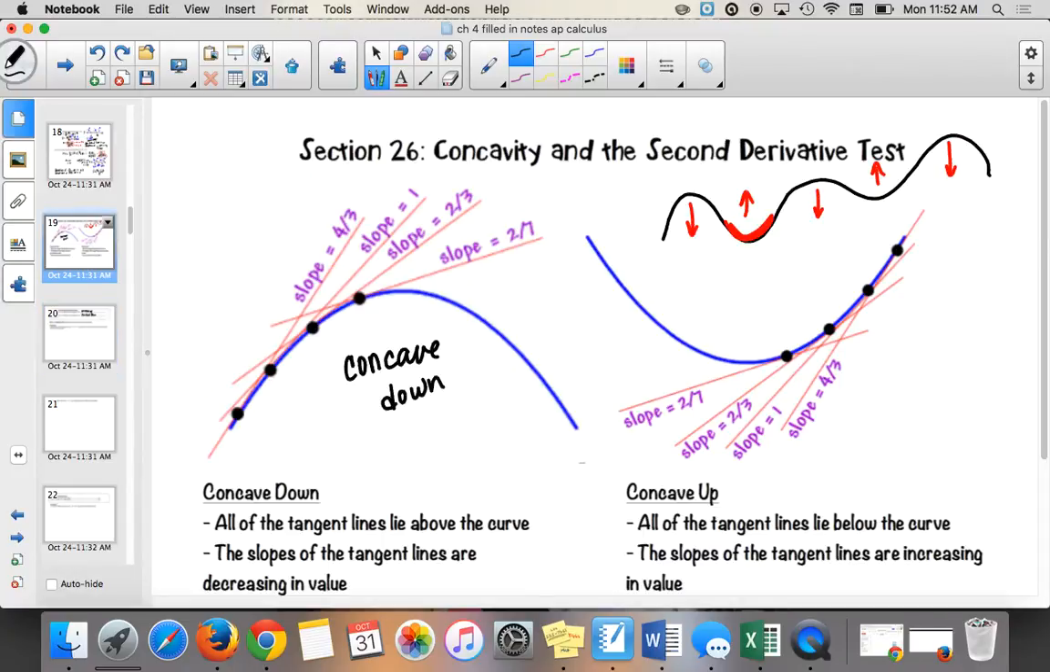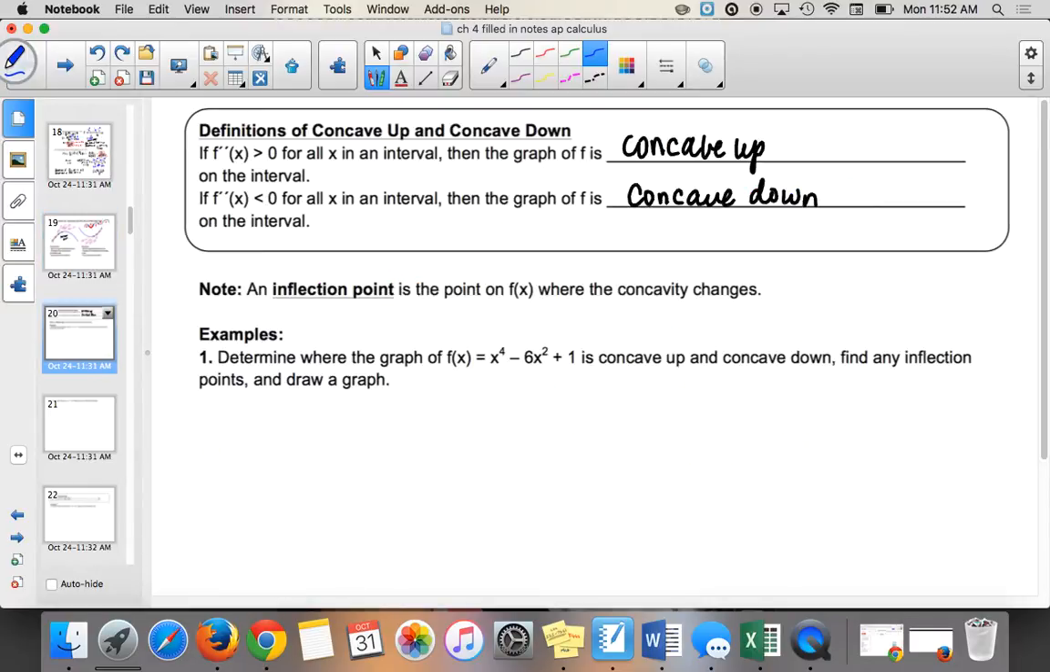So looking back at that sketch that I did here, right in here would be a point of inflection, or inflection point as we call them. Do you guys see those? Okay. All right, so it says determine where the graph of f is concave up, concave down, find any inflection points and draw a graph.